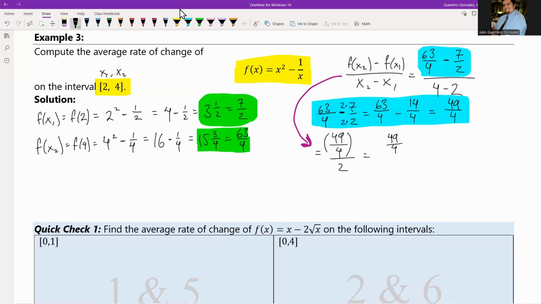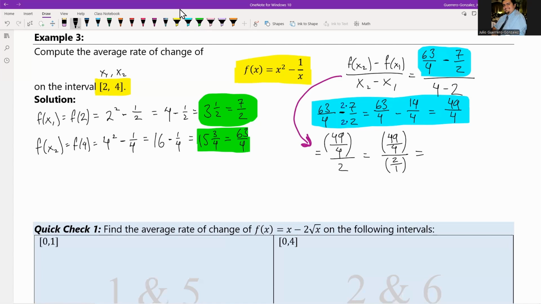49 over 4 divided by 2 over 1. I can grab any number I want and put it over 1. Now, you guys are probably saying, well, why do you do that? I'm going to show you something. You'll probably remember this from maybe 3rd or 4th grade. What we have here is a division of fractions, right?